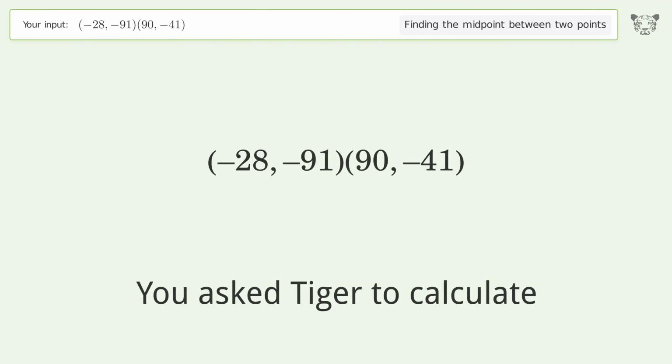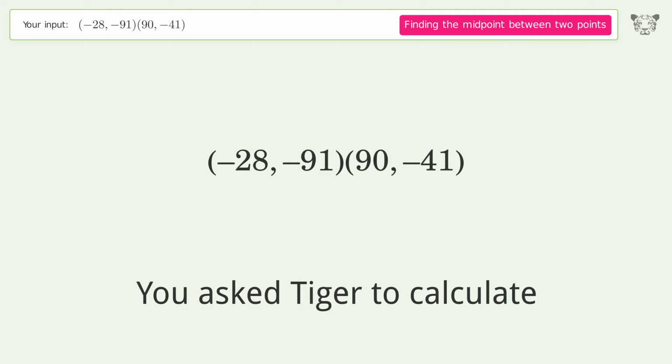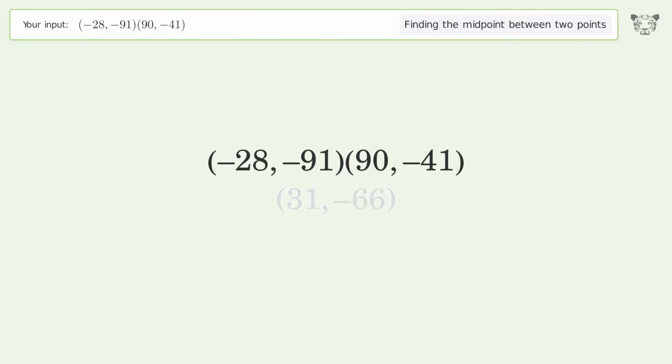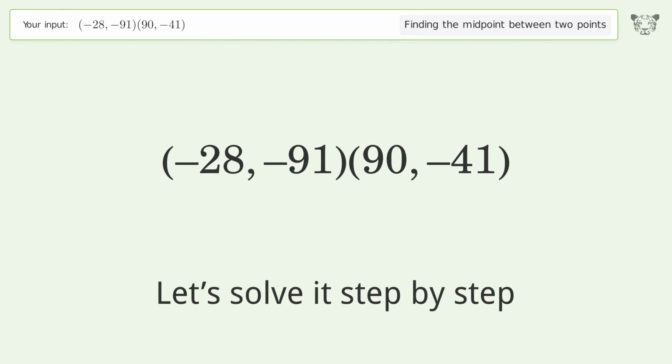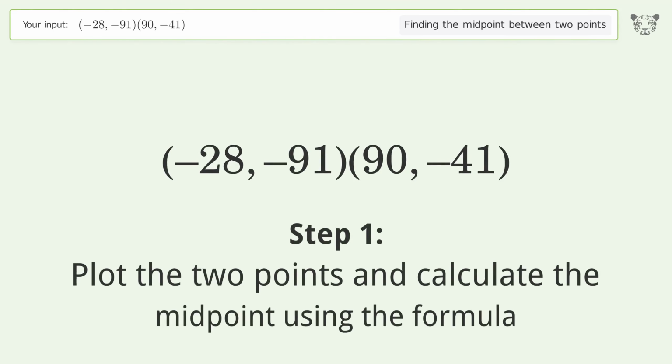You ask Tiger to calculate. This deals with finding the midpoint between 2 points. The midpoint between the 2 points is 31, -66. Let's solve it step by step. Plot the 2 points and calculate the midpoint using the formula.